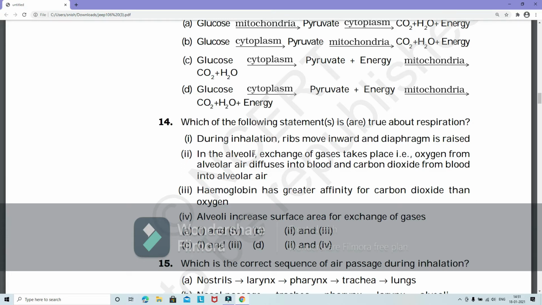Second one, in the alveoli, exchange of gases takes place. We know that: oxygen from the alveolar air diffuses into the blood and carbon dioxide from the blood into the alveolar air. It's true. Next, 2 is correct. Hemoglobin has greater affinity for carbon dioxide than oxygen. Is this true? No, hemoglobin has greater affinity for oxygen actually. That's why it is used to transport oxygen to different parts. Next, alveoli increase the surface area for exchange of gases. This is very true. So 2 and 4 are correct. It is option D, 2 and 4.